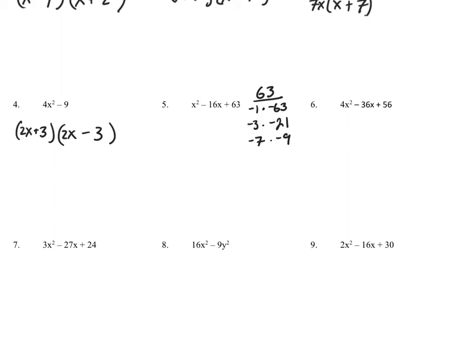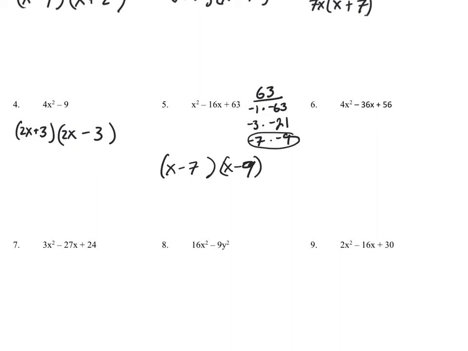So if we're checking to see if any of these pairs add up to negative 16, we have one right there, negative 7 and negative 9. So we can go ahead and write our two binomials. So we would have x minus 7, x minus 9.